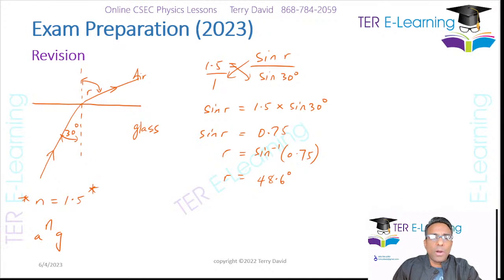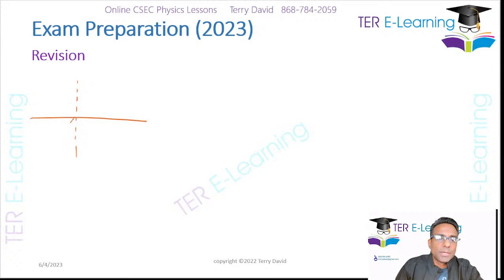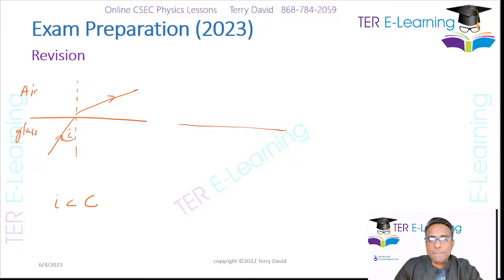Here's what you need to know when a ray of light is moving from glass to air. There are three different diagrams that you need to know. The first one is this: if you have an angle of incidence that is less than the critical angle, the ray is going to exit into air. So this is air, this is glass.